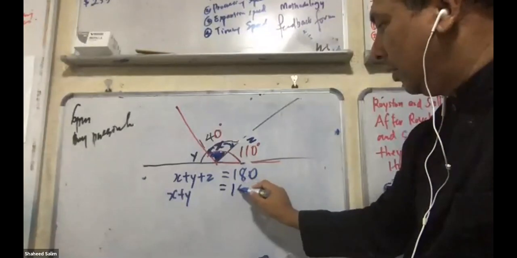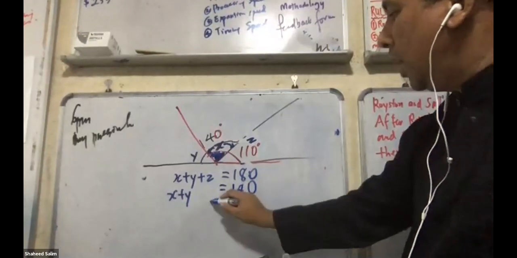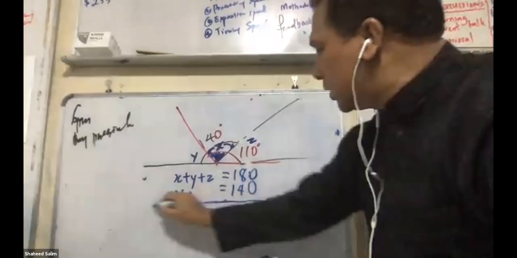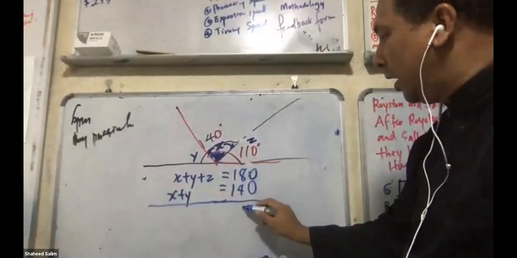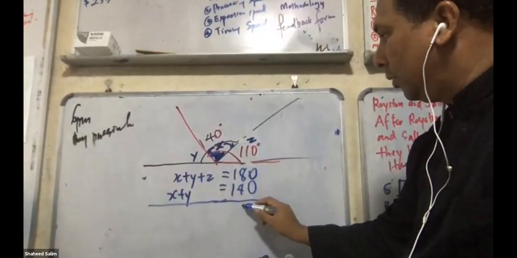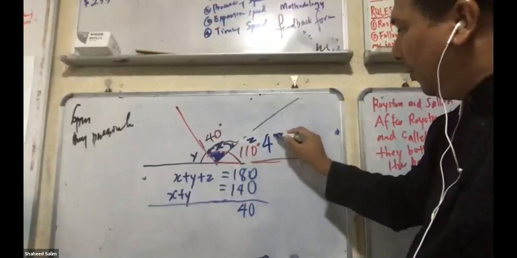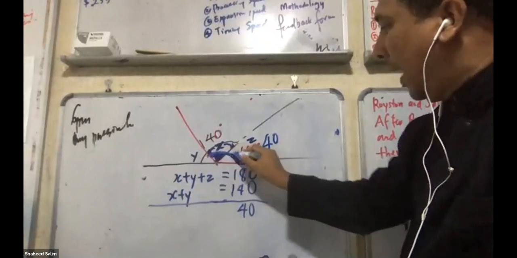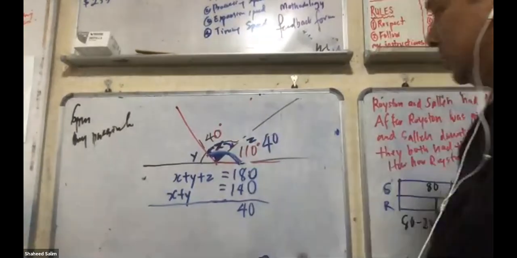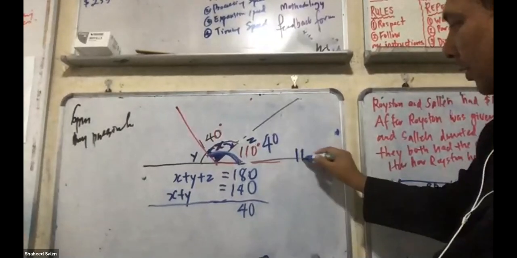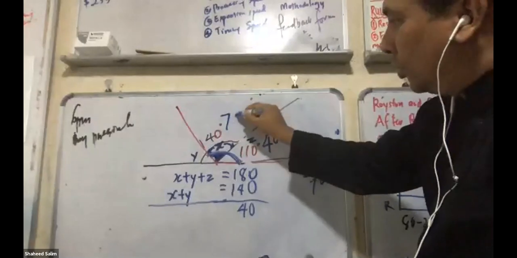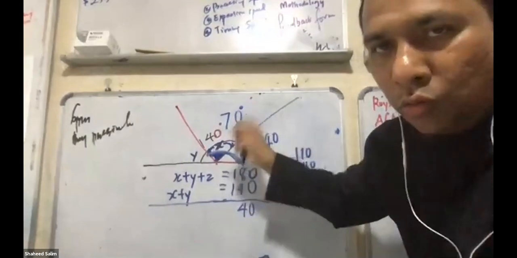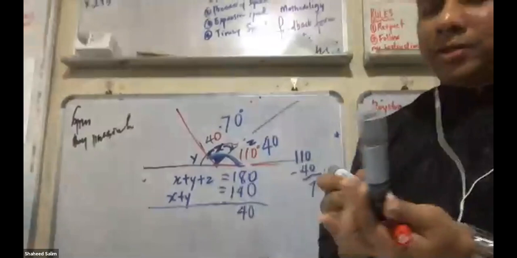Y is 140, right? So now you can find Z. You see, you take the top minus the bottom. 180 minus 140? 40. If this is 40 and this whole thing is 110, you can find X. 110 minus 40 equals to 70. So correct. Those who got 70 is correct. If you know how to do this, then you know how to do the next question now.